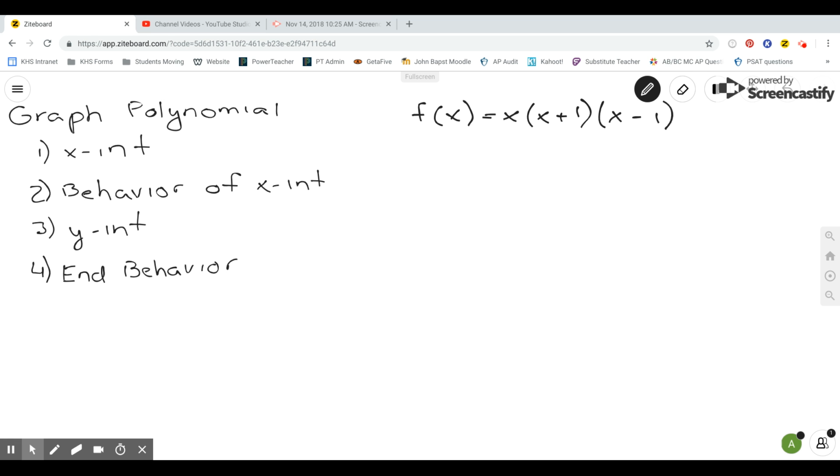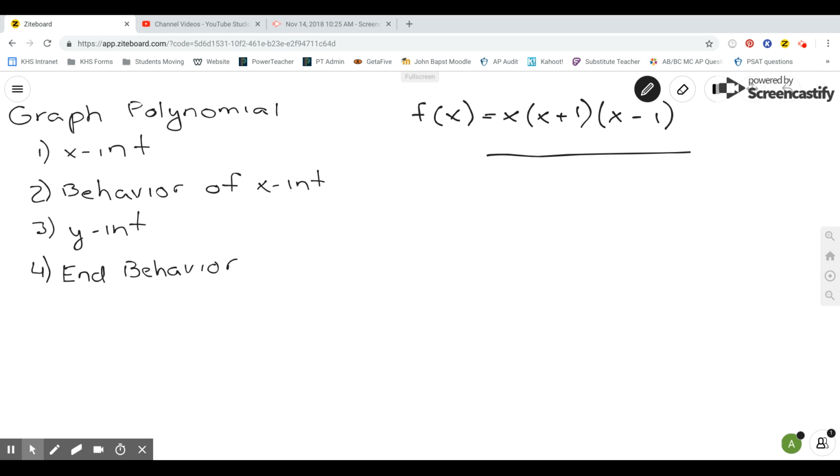Okay, so we are going to look at graphing a polynomial function. And I have listed out the 4 steps to do that. So the first thing is we want to find our x-intercepts. Then we want to look at our behavior around those x-intercepts. So looking at multiplicity. So in this case, all of our degrees of our factors are odd.